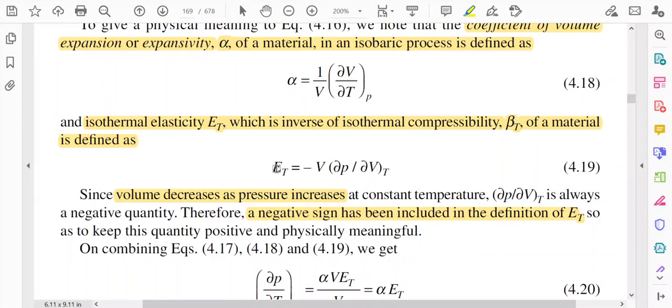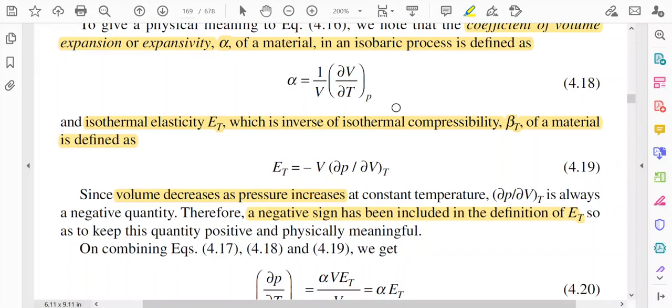E_T, the isothermal elasticity, is meaningful, and we have kept E_T ultimately a positive quantity, because ∂P/∂V is itself negative, and we have again given a negative sign here. So ultimately the expression of E_T becomes positive and it is physically meaningful. So we have introduced two different parameters, alpha and E_T.